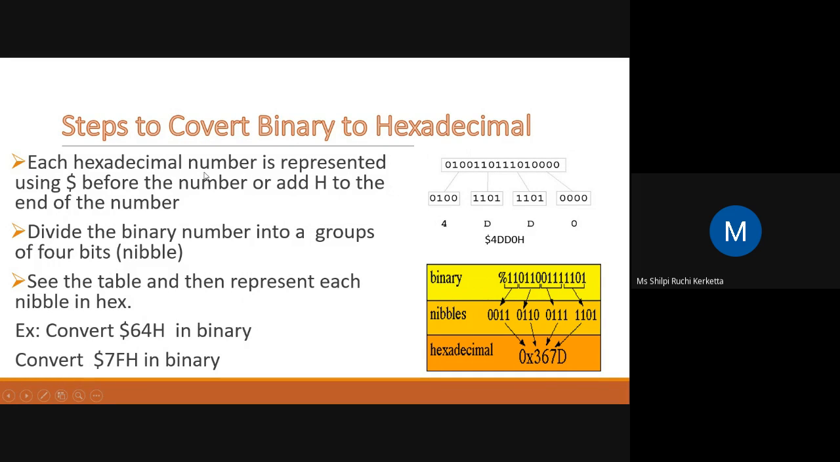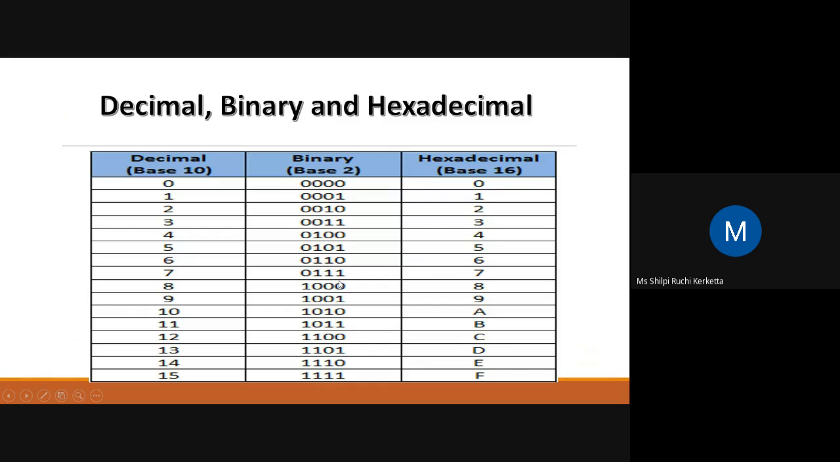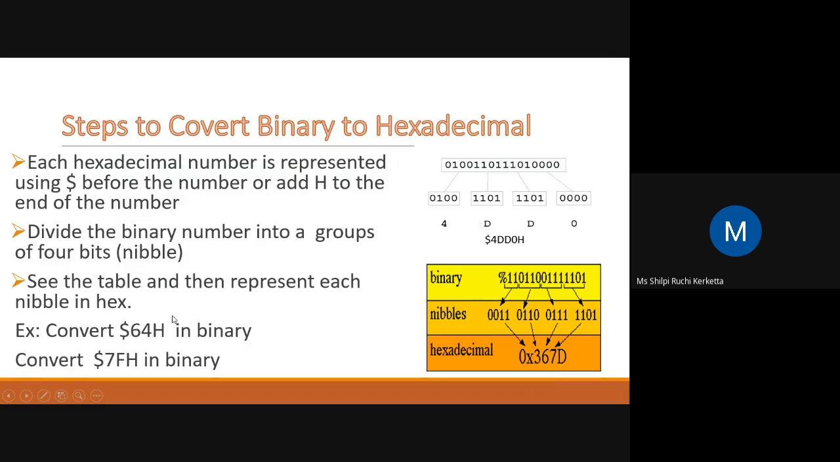For a hexadecimal number, we represent it with a dollar sign, and at the end of the number we add an H, like this: $64H. If we are writing a simple number, we don't write anything before or after it. We assume it is a number. But if we are writing a hexadecimal number, it looks so similar. So how will we know whether it is a hexadecimal number or a normal decimal number? So we put a dollar sign and an H at the end.